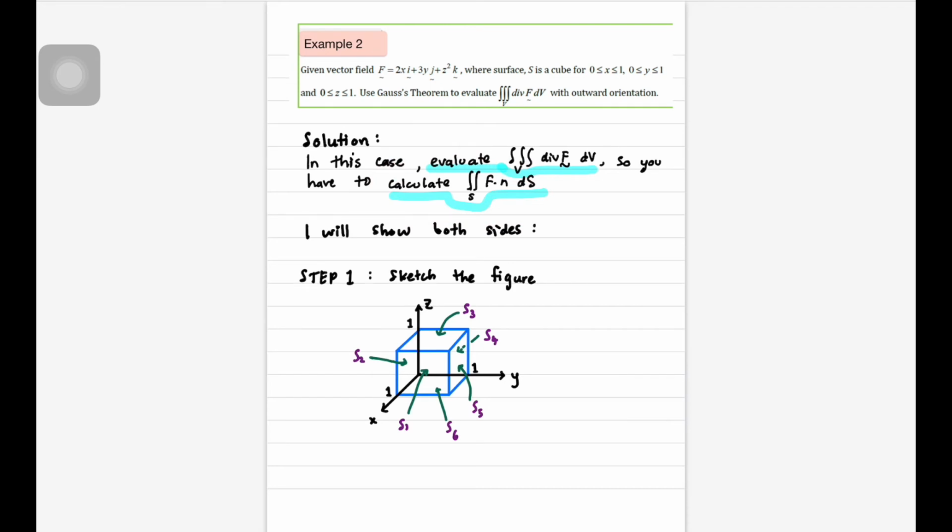Okay, so I will show both sides, but in your exam you just show one side, okay, because the question asks you to evaluate. Okay, I just want to check whether the left hand side is equal to right hand side, so that's why I calculate both sides. Okay, first we'll sketch the figure. Okay, so this is your cube with all these limits. So you can see that you have 6 surfaces here: S1, S2, S3, S4, S5, S6.